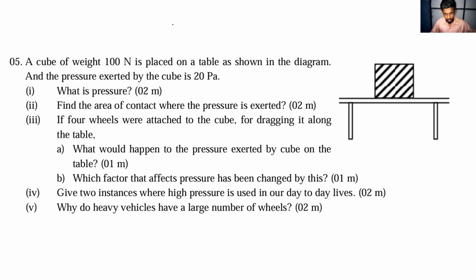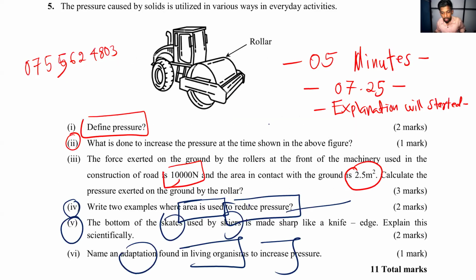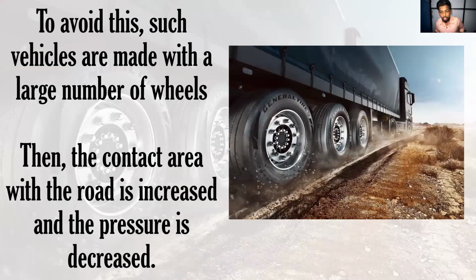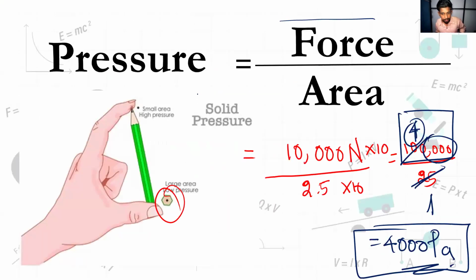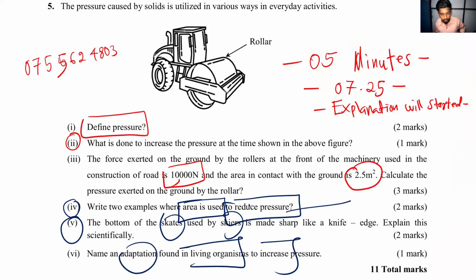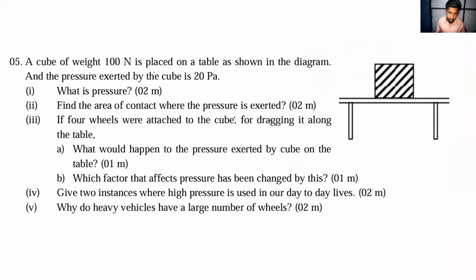A definition for the pressure. The force exerted on a unit area. This is the definition for the pressure. Those who have done the mistake for the previous question, write the answers, okay? That's why I have mentioned you to take the printout. If you have the printout with you, within the paper itself, you can do the correction.